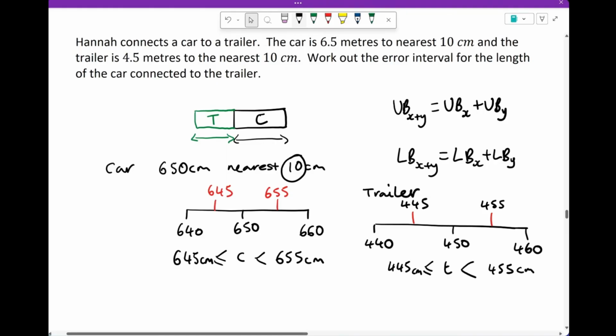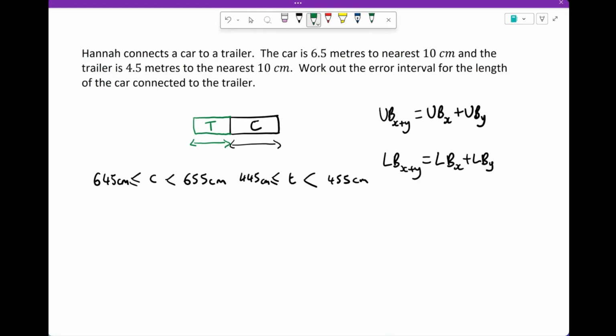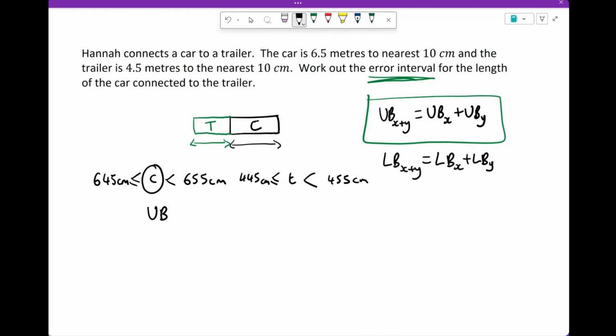So we said that's addition. So I need the upper bound for C plus T and then the lower bound for C plus T. So let's try and make use of what we've got here to answer the question. So to get our error interval, we're going to have to find our upper bound and lower bound. So let's start with my upper bound for my calculation. Essentially we're trying to find the upper bound of C plus T.